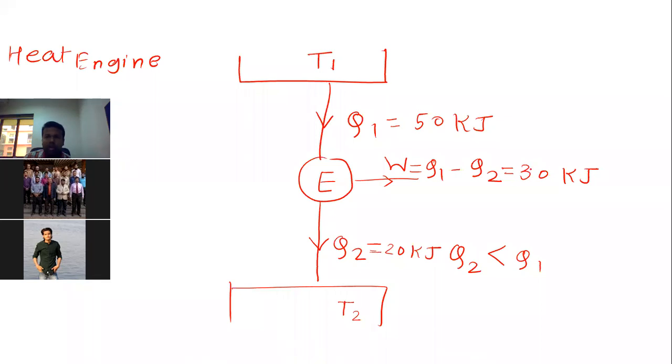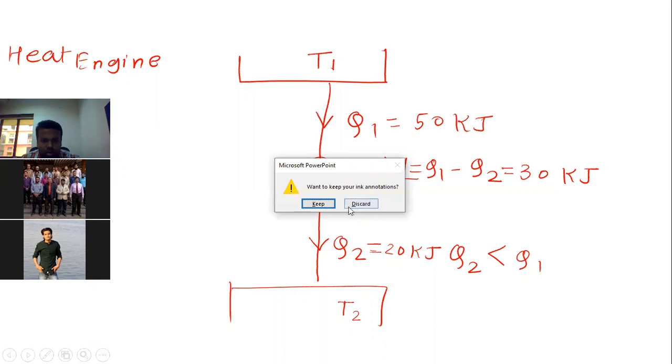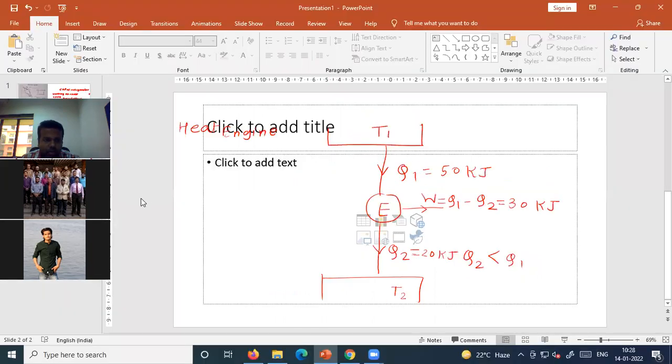What about the rest of the 20 kilojoule? It will be rejected. So what you can observe is that the amount of heat rejected is always less than the amount of heat received. It receives 50, out of 50 it converts 30 into work, and 20 it rejects. So the amount of heat rejected is less than the amount of heat received, right? Is that okay with the engine?